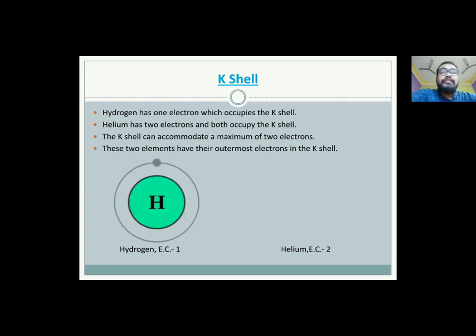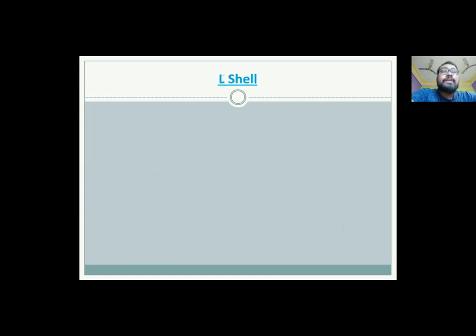Now see hydrogen. For hydrogen, there is only one electron which is revolving around the nucleus of hydrogen. So electronic configuration, see here, EC means electronic configuration. So for hydrogen, electronic configuration will be 1. And for helium, see there are two electrons that are revolving around the nucleus of helium. So for helium, electronic configuration will be 2.